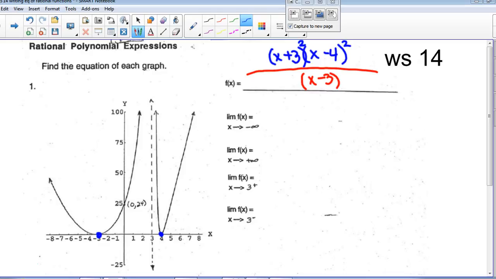Okay? So what we need to do is, let's try squaring this factor in the denominator. And then we're going to type it in and see if we get the right shape. But before we do that, there's an extra point here. Guess what? We need to use that. Okay? What is this telling us? When we put in a 0, we should get out a 24. Okay, thank you.